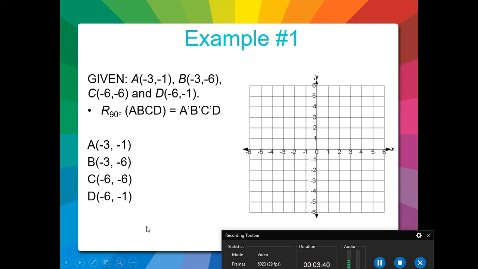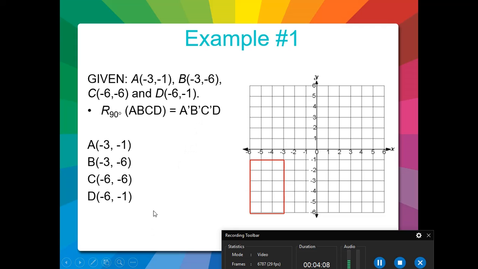So we're going to try example number 1. We have quadrilateral ABCD that we're going to plot in the coordinate grid. Remember, you can pause the video if you want to work ahead. And there's our rectangle. Make sure you label all the vertices ABCD. The notation says to rotate ABCD 90 degrees. The positive 90 says it's going to go counterclockwise to form our prime image.